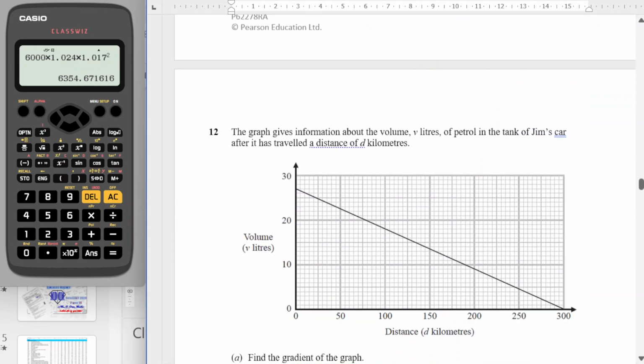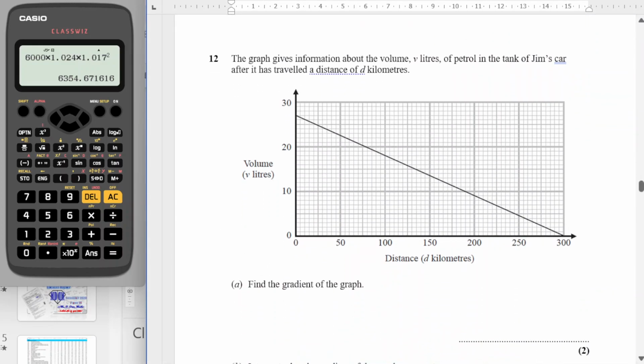Okay then, question 12. This graph gives information about the volume V litres of petrol in a tank of Jim's car after he has travelled the distance of d kilometres. So we've got volume on our y-axis, distance on our x-axis. Find the gradient of the graph. So for the gradient, I like to pick either nice points or as big a triangle as possible. So if I look at this triangle here, my y value has gone from what looks like 27 down to 0, so it's gone by minus 27, and my x has gone from 0 to 300, so it's gone 300.